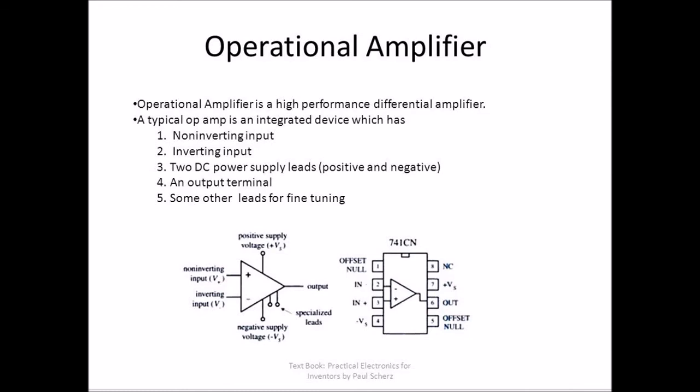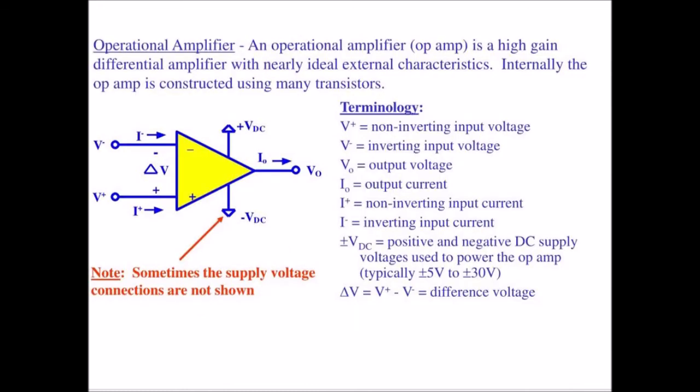Now let us go to the terminologies. V minus, V plus, I minus, I plus, plus VDC, minus VDC. V plus is the non-inverting input terminal and V minus is the inverting input terminal, and V out is the output voltage. I naught is the output current, I plus is the current through the non-inverting input terminal, and I minus is the current through the inverting input. The output V out will be the difference between the inputs, that is V plus and V minus, the difference between the non-inverting input voltage and inverting input voltage.